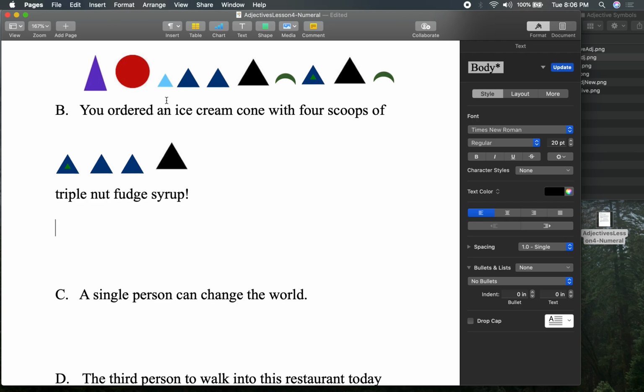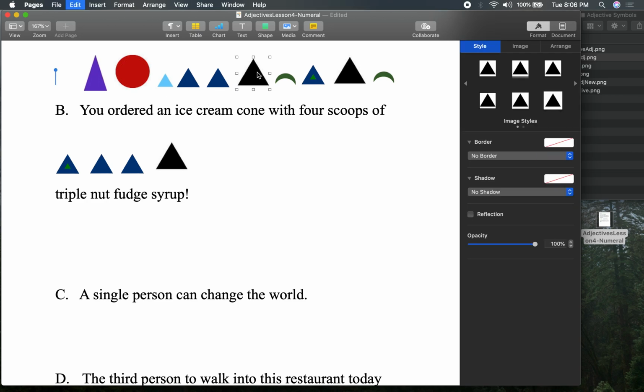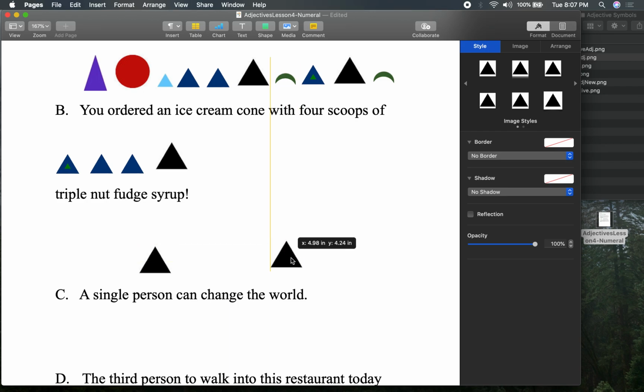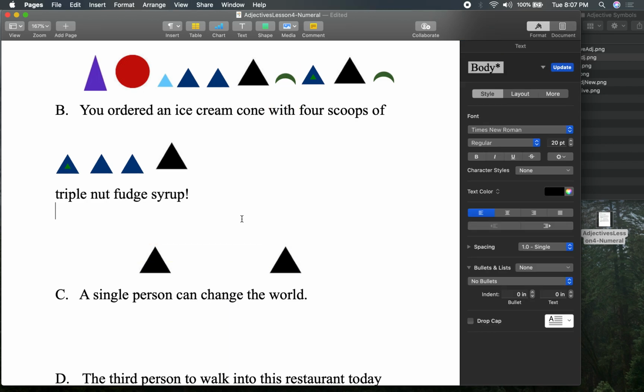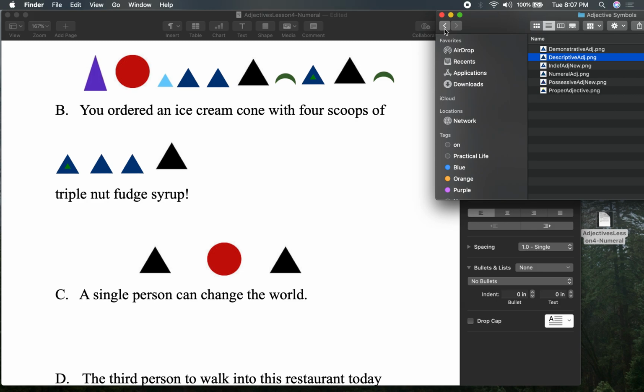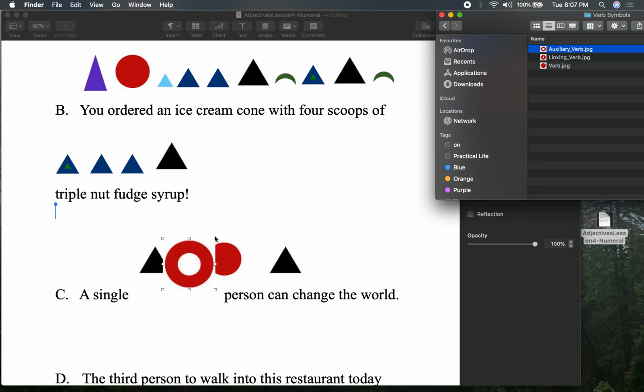A single person can change the world. That is true. Many people have changed the world. Martin Luther King Jr., Julius Caesar, so many examples. World. Can change. Well, we know change is our verb. What about can? What is can here? If you think it's an auxiliary verb, you're right, because it is assisting change.